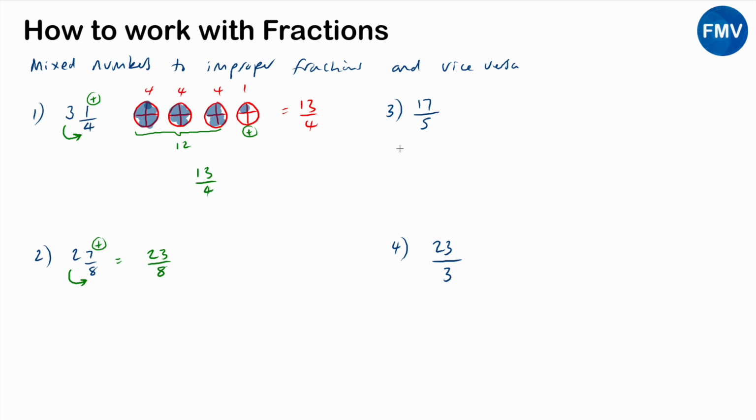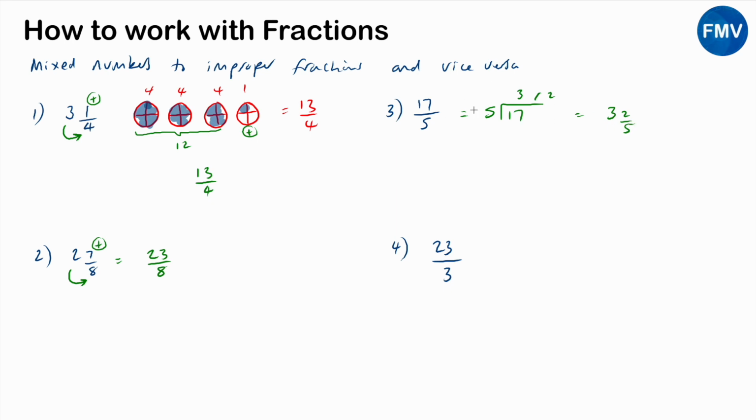Okay, looking at question 3. So this is now turning an improper fraction, that's top heavy, into a mixed number. So this just means 17 divided by 5. So in other words, how many 5s go into 17? Well, 3 times 5 is 15, so I know that 3 goes in there, and the difference between 17 and 15 is 2, so the remainder is 2. So that will give us 3 2/5.